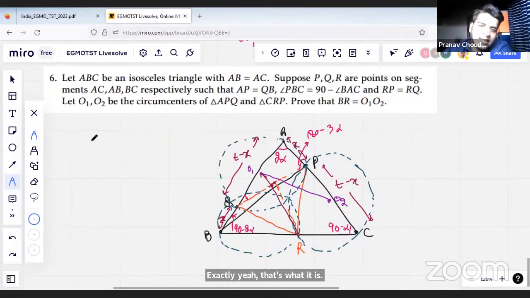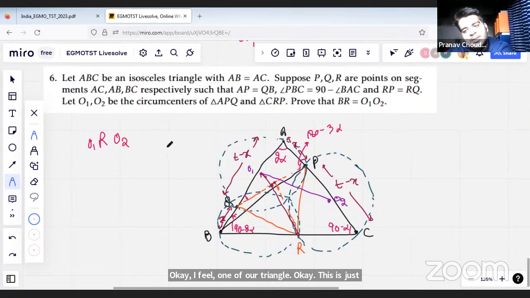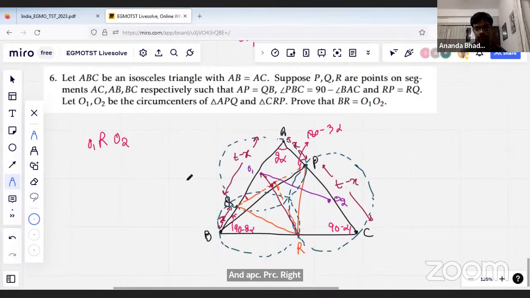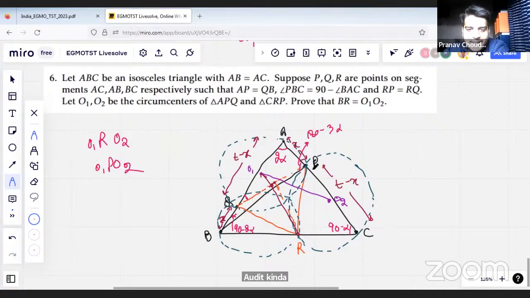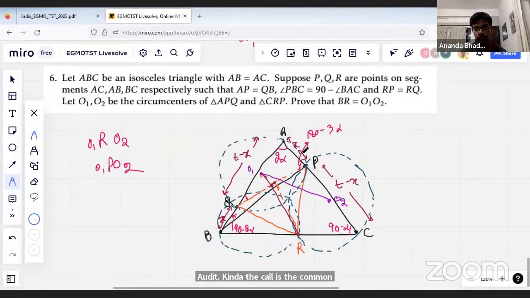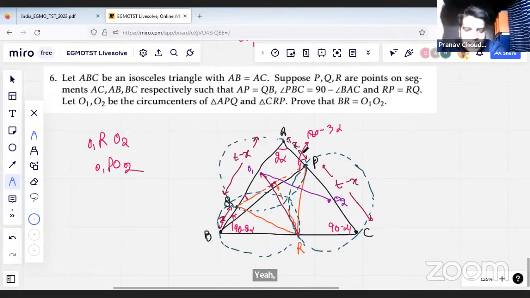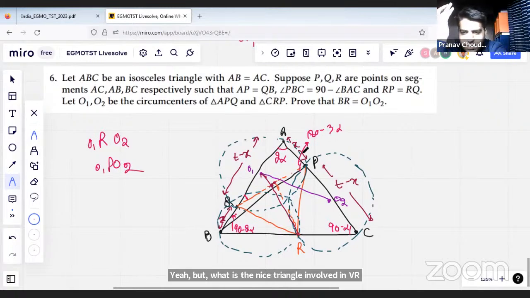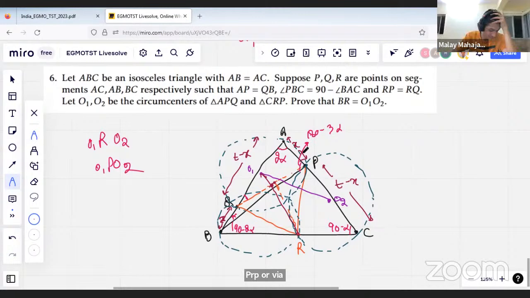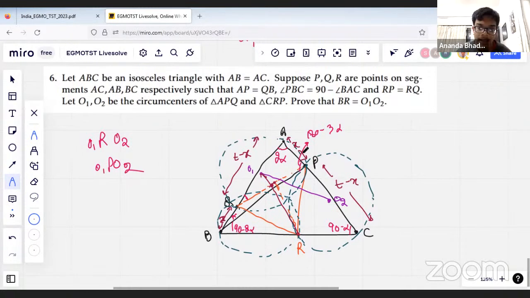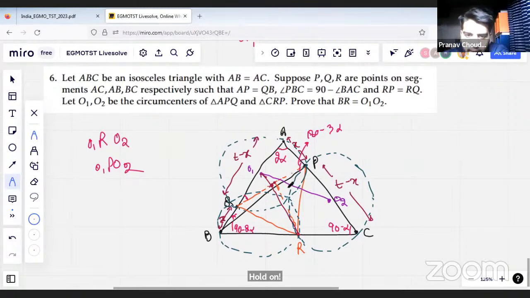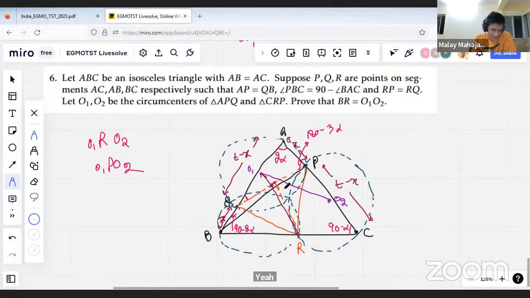Okay, I feel one of the triangles, and this is just a guess, should be O1RO2. Wait, what are the circles involved? APQ and APC, PRC, right? Or it can be O1PO2 also, because P is the common point. But what is the nice triangle involving BR? BRP or BRQ? Yeah, because you know the angle RBP. Can we find any other angle?